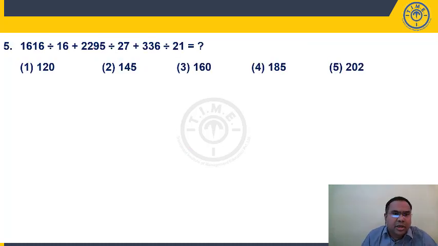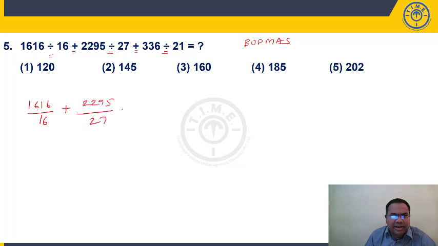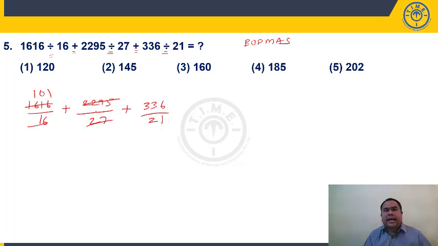Question number 5. Again, as I told you, BODMAS rule you have to follow. Brackets, of, division, multiplication, addition, subtraction. So division first, then addition, then division here, then addition, then division here. See it? 1616 by 16 plus 2295 by 27 plus 336 by 21. 16 101 times. 27 goes how many times? 27 8 times. 160 plus 56, 216.